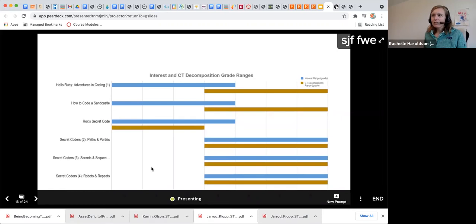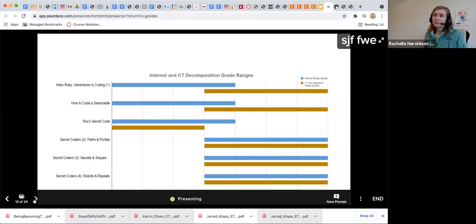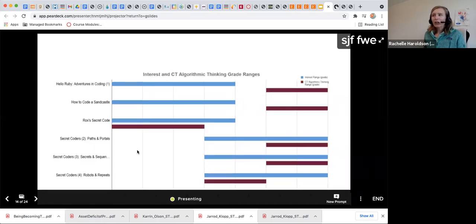Here's decomposition. Again, we can see that Hello Ruby and How to Code a Sandcastle, the 2nd bar, this sort of goldish bar, is extending to the higher grades. So the examples here are very advanced. So again, thinking about your students, what are their interest levels, and where are they in terms of their understanding of computational thinking? This is for decomposition. This is for algorithmic thinking. So we see, again, Hello Ruby, How to Code a Sandcastle.